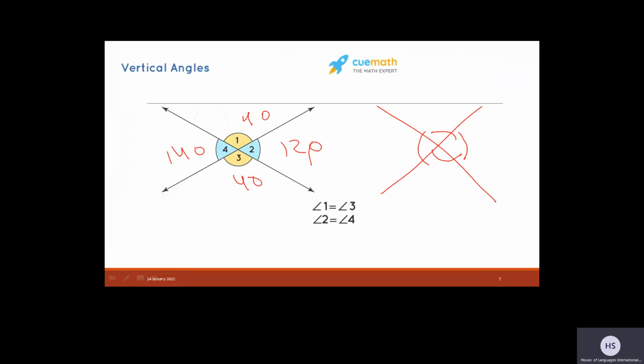Write this one, please, in your copybook. What do I mean by the vertical angles? And write the numbers or the explanation as you want. 40 and 40. 140 and 140. No, I changed it to 140 because their summation has to be 180.